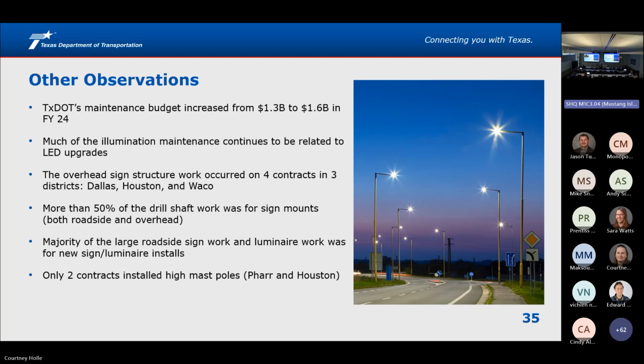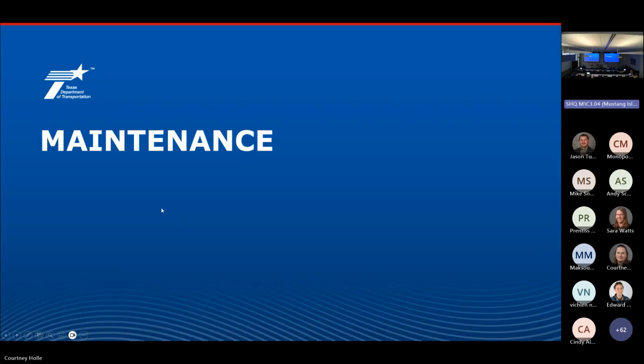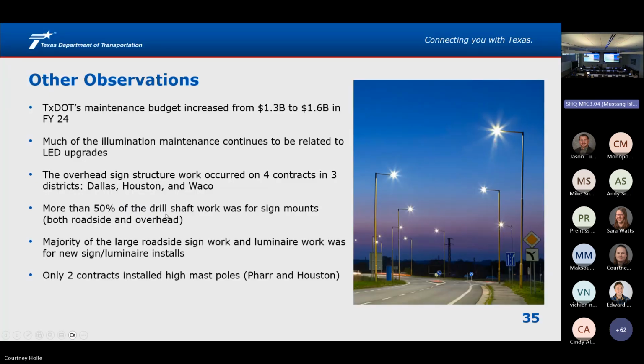The overhead sign structure work. So if I go back to the previous slide, you can see here this is a larger bar slice, over $800,000. When I dug into that a little bit closer, you can see this is really work done on 4 contracts in only 3 districts: Dallas, Houston, and Waco.